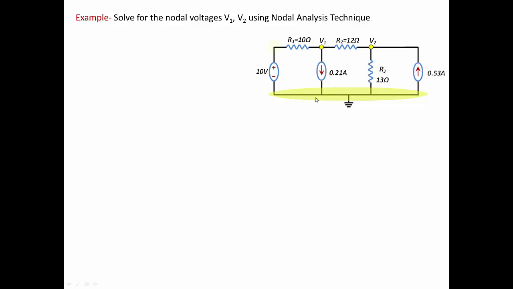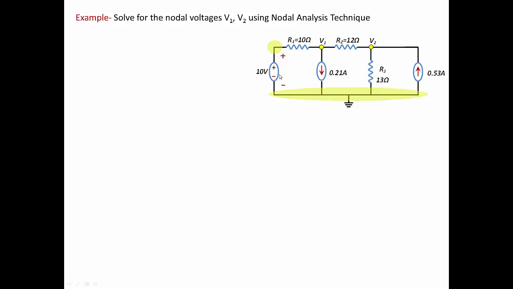Then we're going to look at this node. This is another node. A node is defined as two or more elements connected at that point. So at this point this element and this element are connected, so this is a node. And now we're going to define the nodal voltage. The nodal voltage is basically the voltage from this node to the reference node. So the polarity of the voltage is going to be like that. It's the plus polarity at the node and the minus polarity is going to be at the reference node.